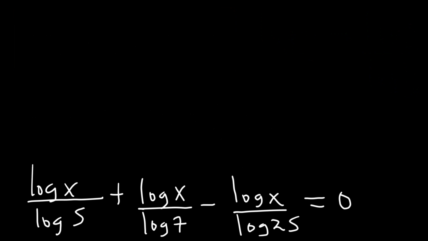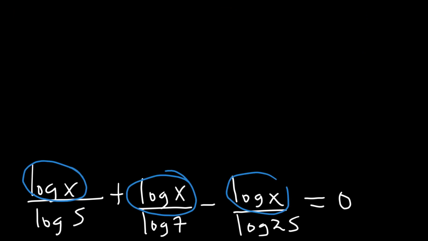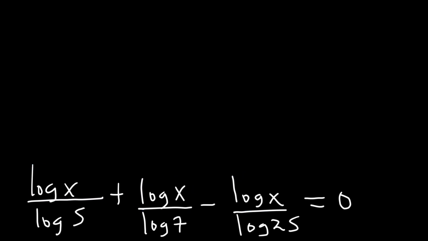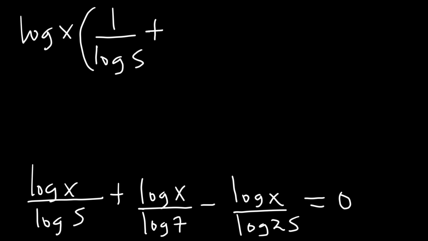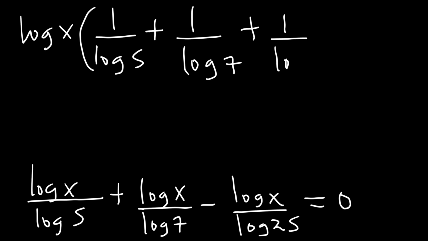And as you can see, log of x is common here, here, and here. So we can pull it out. So we shall have log of x into, for the first part we shall remain with 1 divided by log of 5 plus, and then for this we shall have 1 divided by log of 7, and then minus 1 divided by log of 25 equaling 0.